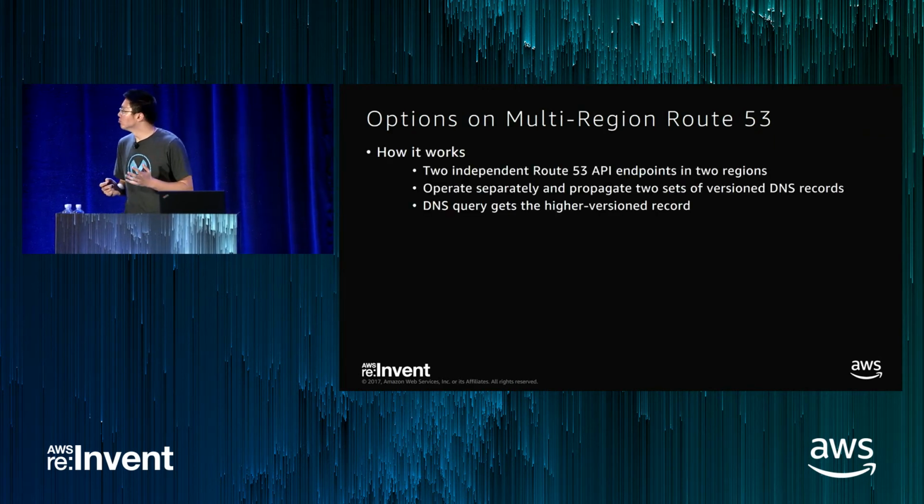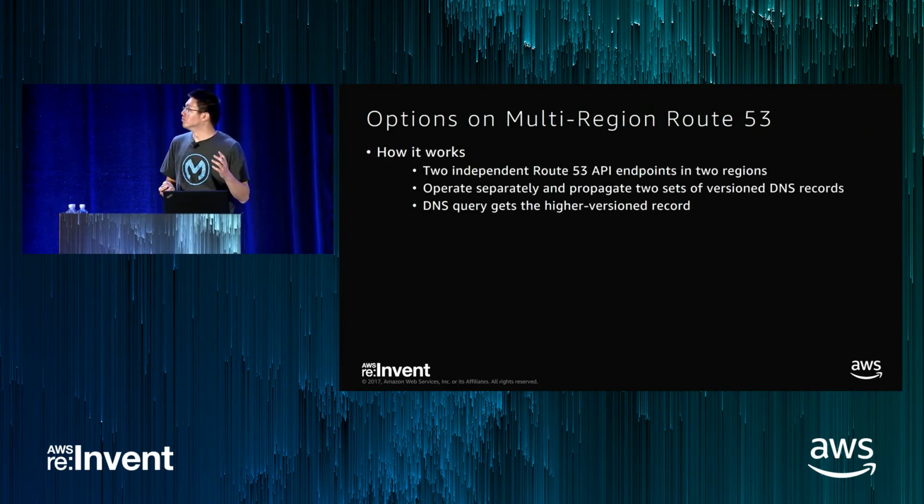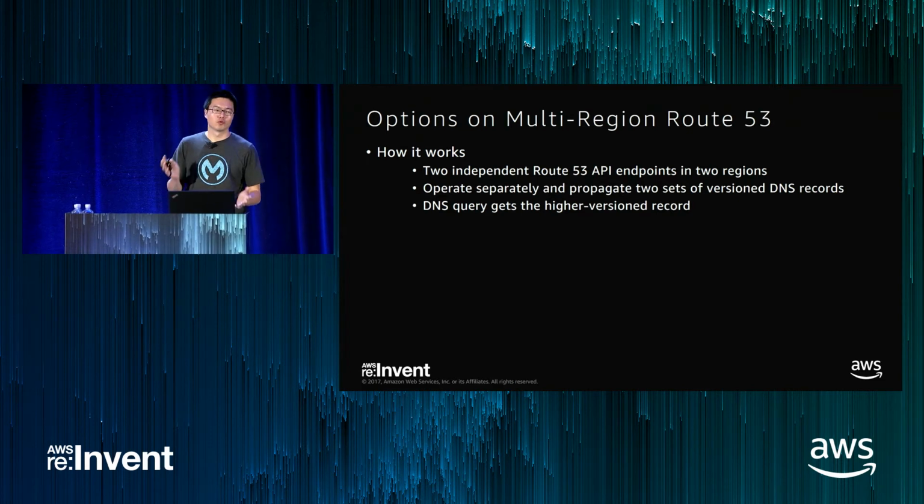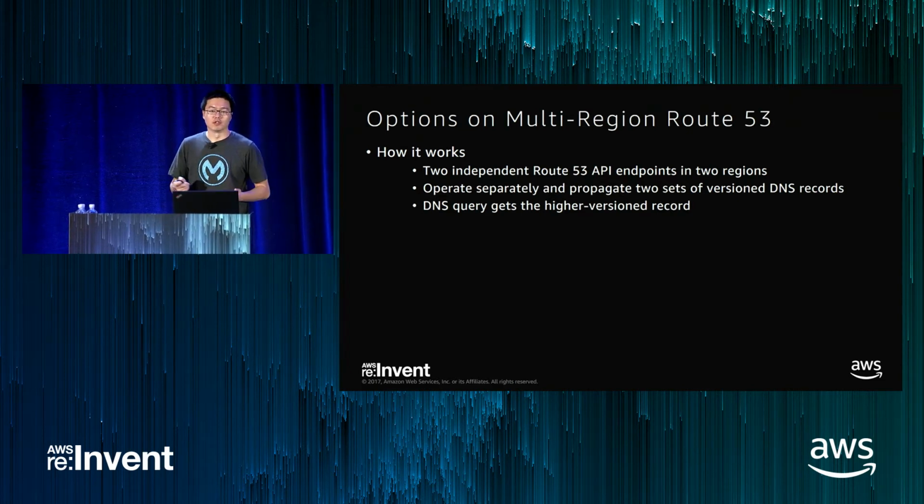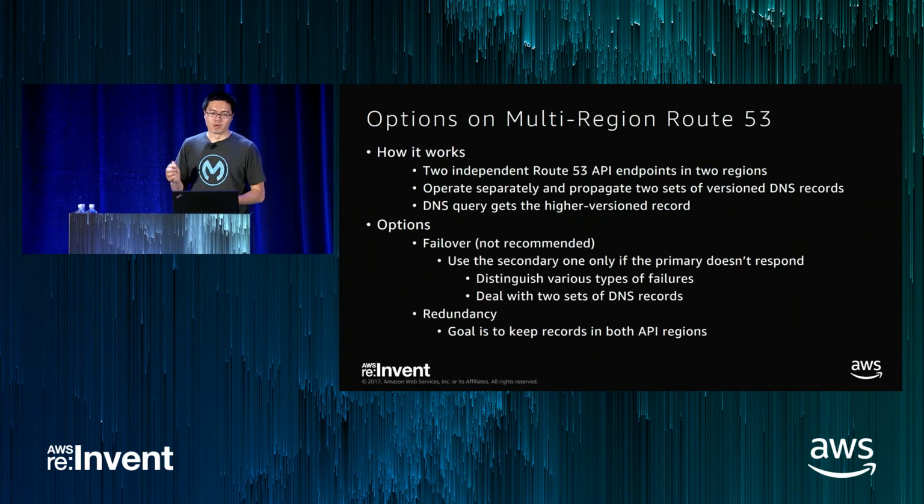So, as Gavin has mentioned, all the features and trade-offs of the multi-region Route 53 service. There are two options for us. First is failover, which is not really recommended because that will result in two different sets of DNS records in two servers, and it's hard to maintain in the long run, although it's simple to implement. But we didn't choose that road. We chose to use it redundantly.